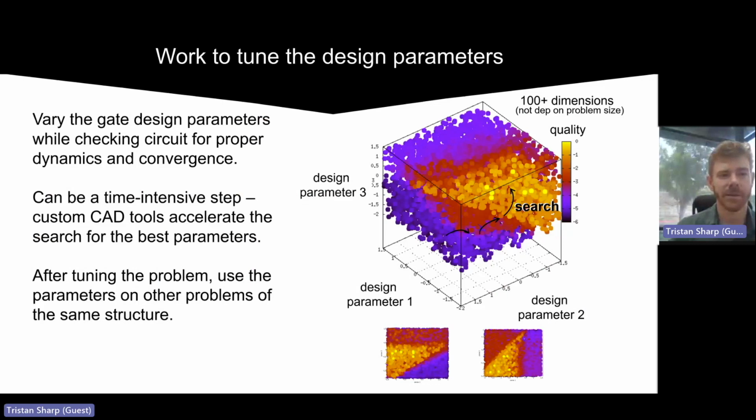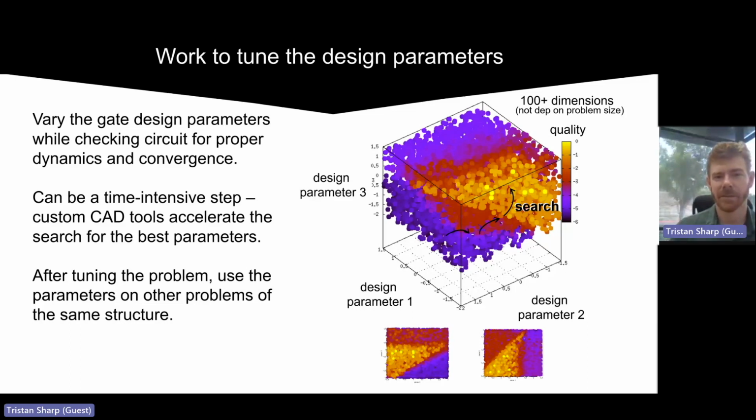So we vary the gate design parameters while checking the circuit for proper dynamics and convergence to the solution, if you can. And so that can be a time-intensive step, but we've developed custom CAD tools to accelerate this search.